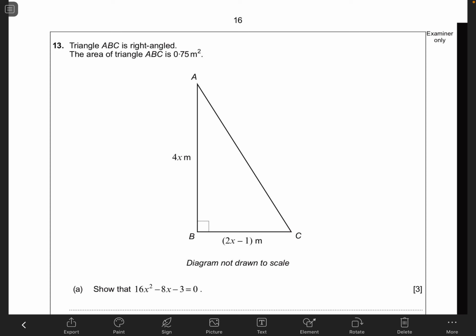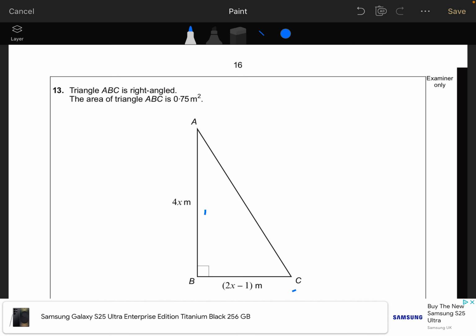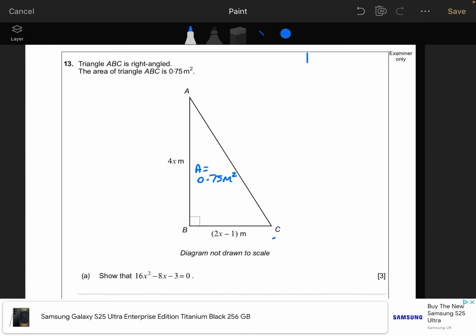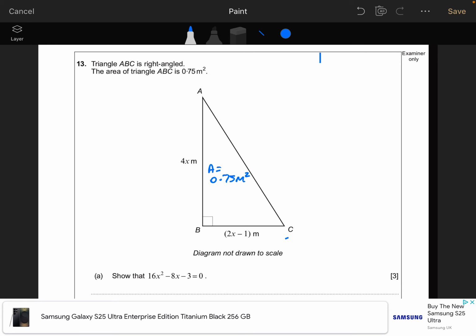Triangle ABC is a right-angled triangle. The area of the triangle is 0.75 centimeters squared. So A equals 0.75 meters squared. Okay. Show that 16x squared minus 8x minus 3 is equal to 0.